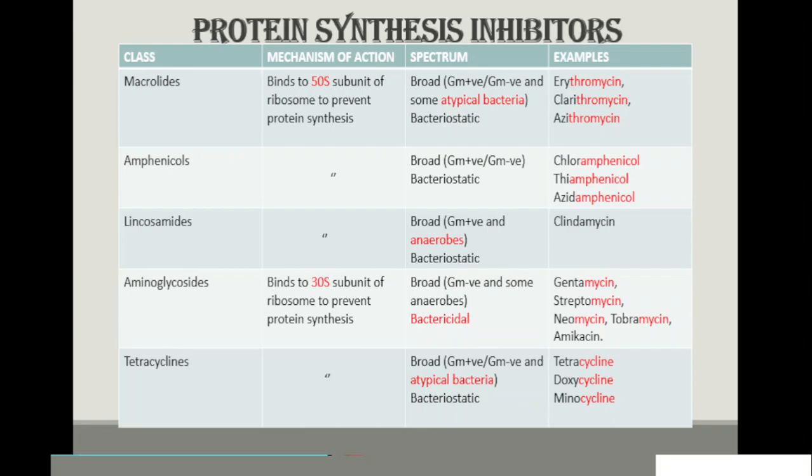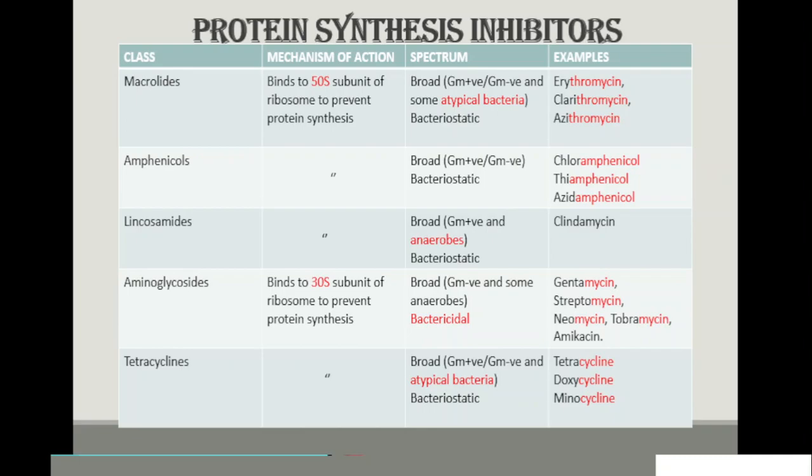So the first class over here is macrolides. Macrolides bind to the 50S subunit of the ribosome in the bacteria, not in the human being who is being treated. They are also broad spectrum, acting against gram negative and gram positives. But take note, they are mostly used against atypical bacteria. Atypical bacteria are bacteria that lack a particular typical character of other bacteria. We can talk about mycoplasma, legionella, rickettsia, and chlamydia.